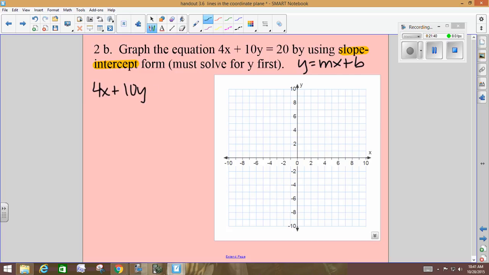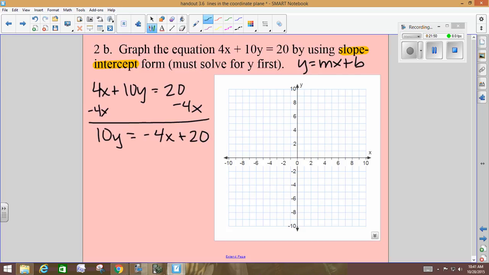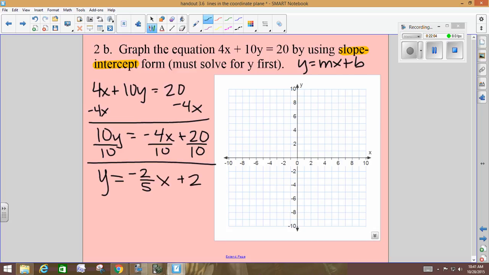4x plus 10y equals 20. I need to subtract 4x from both sides. 10y equals negative 4x plus 20. And then I need to divide everything by 10. Reduce your fractions. Don't leave it 4 over 10. It becomes 2 over 5. Plus 2.